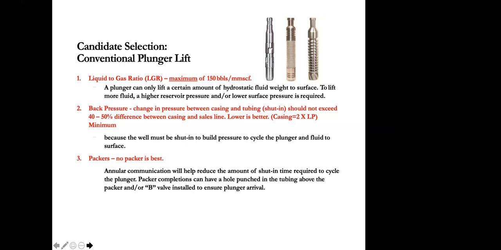You can run plungers in a well with a packer. You just got to be more aware of what kind of horsepower you got to have. So rather than two times the amount of casing pressure versus line pressure, now you're just limited to tubing pressure only because you have this packer and you don't have the advantage of having that casing pressure to give you that extra volume as well as pressure. So typically at least three times your tubing pressure needs to build above your line pressure.